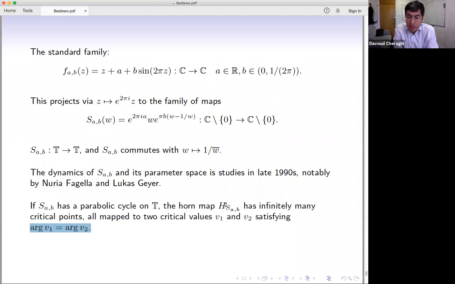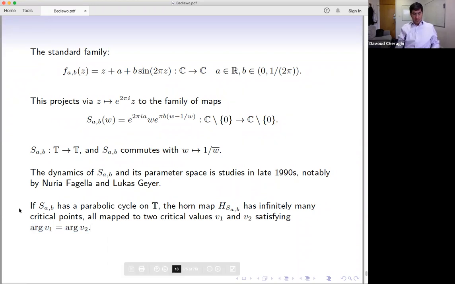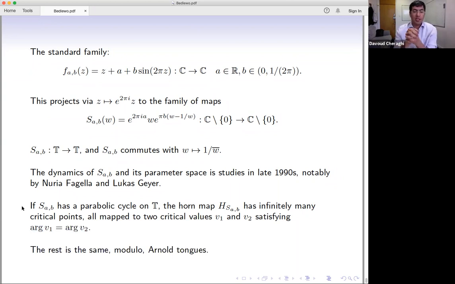But if there is such a dilation, the Horn map must be defined over the whole complex plane. So you rule that out, and if V1 and V2 collide, you have a single critical value, you just repeat the previous argument that the rotation must be just identity. So the rest of the argument goes through modulo these Arnold tongues that you need to take into account, but otherwise the argument is of the same technical difficulty. So maybe I stop here because I'm over time now.